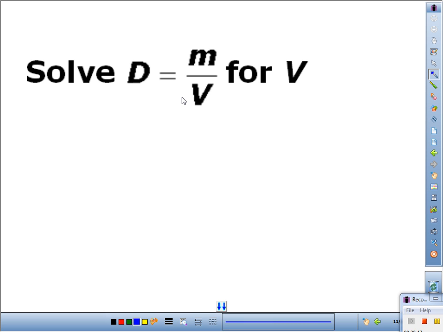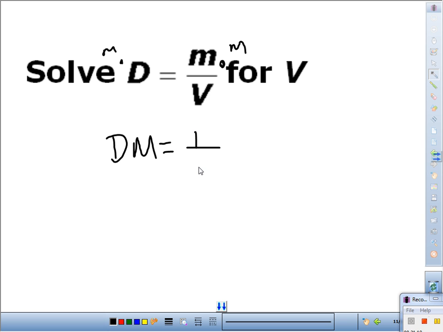Let's see. Noah. Multiply M for both sides. Okay. Multiply times M. Multiply times M. So we're left with DM equals 1 over, oh no, which is M squared over V.